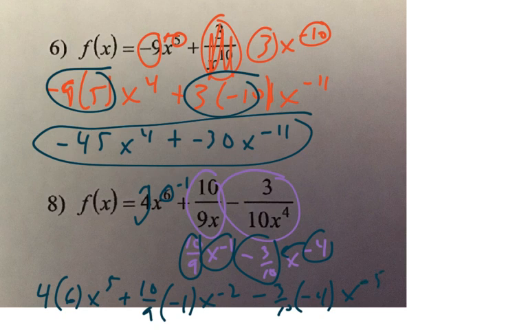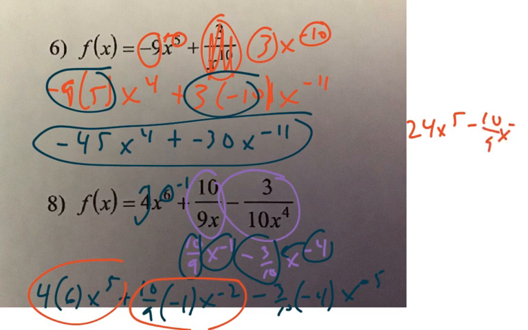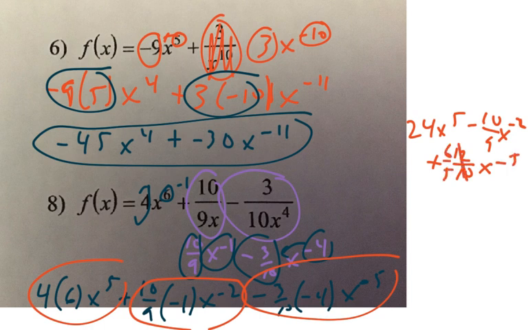So rewriting this is 24x to the 5. This is minus 10/9 x negative 2. And this is positive 12/10 x negative 5. The 12/10 simplifies to 6/5. Yeah, don't forget to simplify fractions. All right, looks like I can.